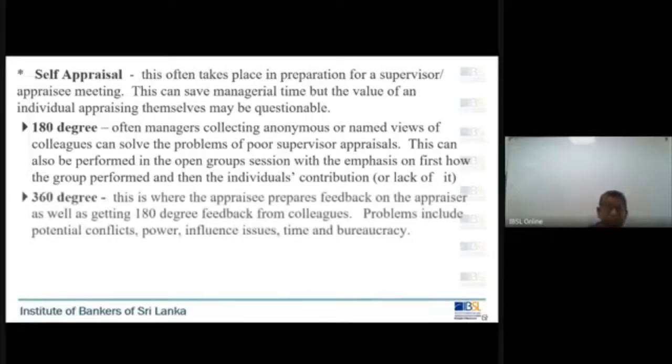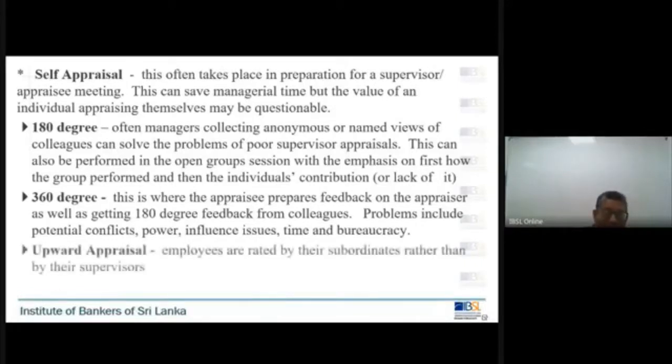Another method is what you call the 360-degree evaluation. Now the 360-degree evaluation is not normally done for lower grades, it is usually done for a little higher grades, right? Okay, I will explain to you what the 360-degree analysis is.